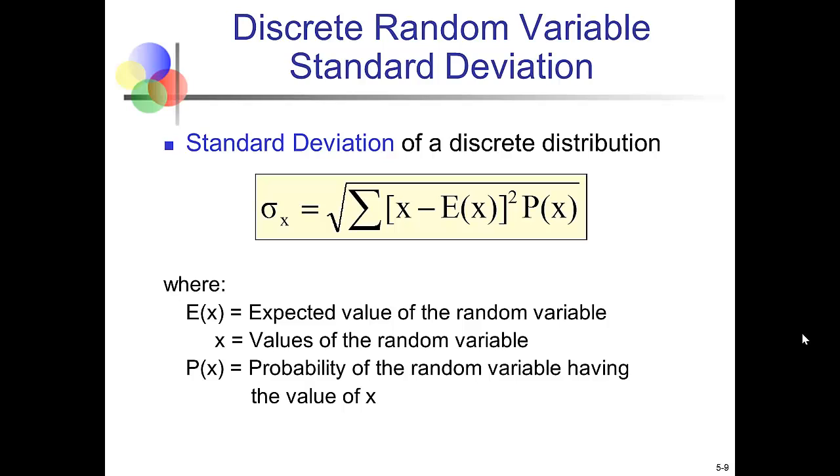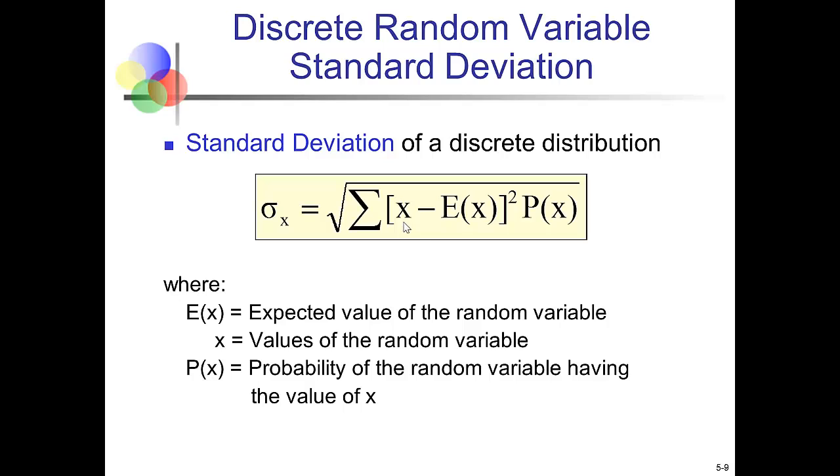We can calculate the standard deviation for a discrete random variable also. Remember, the standard deviation is a measure of spread. In this case, it's a measure of spread in the discrete distribution. So the notation should look familiar. We've got our sigma, with subscript x for x being the random variable. And that's going to be the square root of the sum of the squared deviations times the probability of each of those deviations. x minus the expected value of x is that deviation.